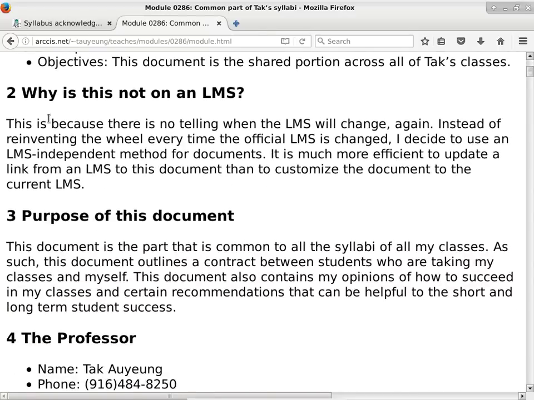All right, so here's a little explanation why this document is not on an LMS. Over the past 14, 15 years, this is the third time that we are changing the learning management system, counting Blackboard as the first one. So I don't want to make my content dependent on the LMS anymore, because I don't want to reinvent the wheel every single time they choose to use a new LMS. So this content is hosted completely off of the LMS, and that's the reason I don't want to have to redo the things all the time.